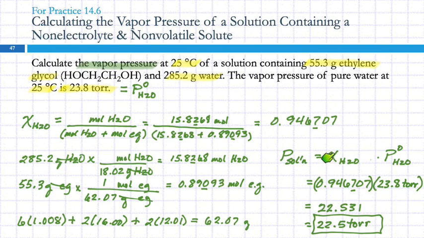So really this acts sort of like a percentage. The mole fraction tells us in terms of moles, this is 94.67% water. And so the pressure above this solution is going to be 94.67% of the pressure it would be if it was pure water.